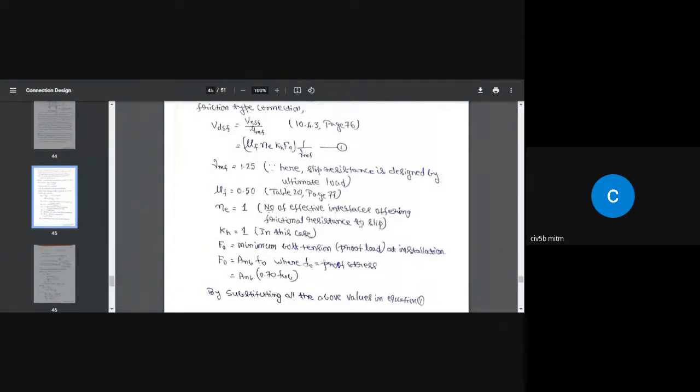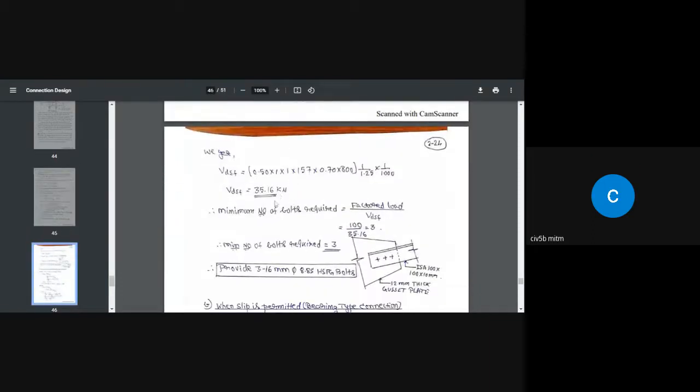Now we know all the values here. Substitute the values in this equation to get VDSF. After substituting, I got the value of VDSF equal to 35.16 kilonewton. That means that is the design strength of each bolt in friction. But how many bolts do we need? The number of bolts we need depends on the factored load or factored force, 100 kilonewton. That is the force to which this angle is subjected.